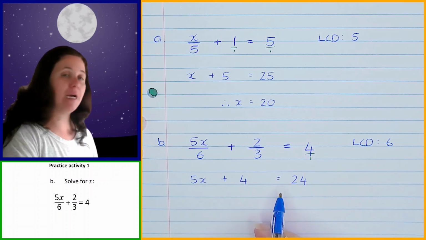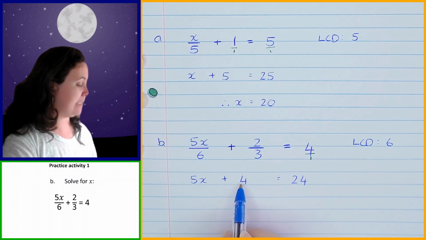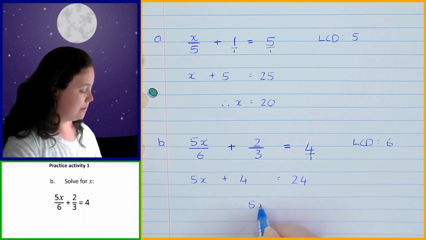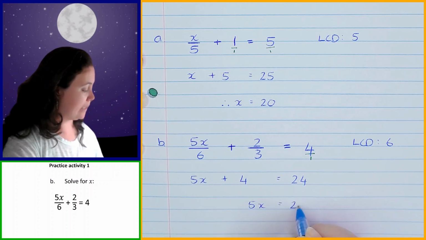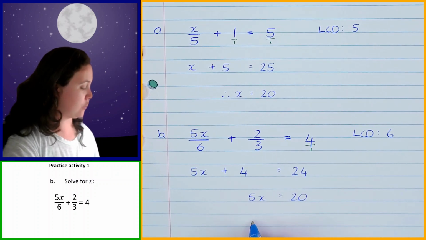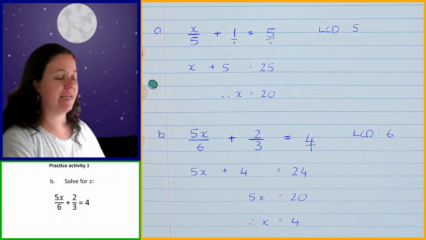Okay, so now I need to solve for x. I'm going to get rid of the 4 on this side by subtracting on both sides. So I get 5x equals 20. And then I'm going to divide by 5 on both sides to get x on its own. So therefore, x is equal to 4. So that's what you should have got for question B, that x is 4.